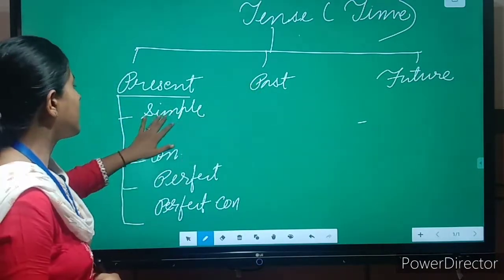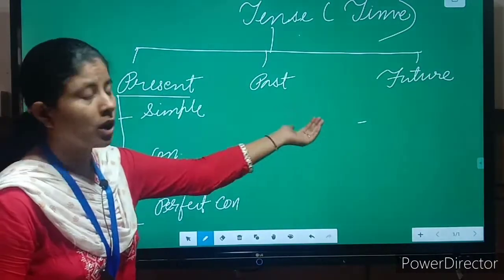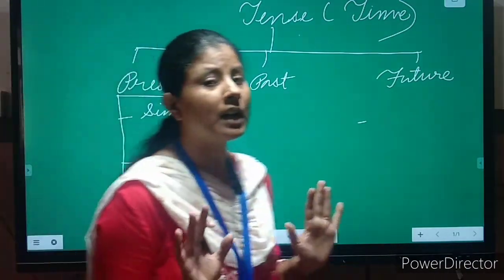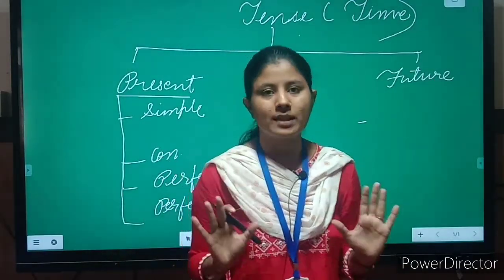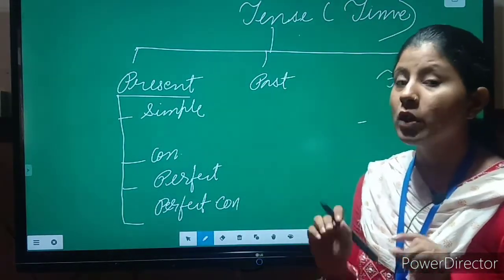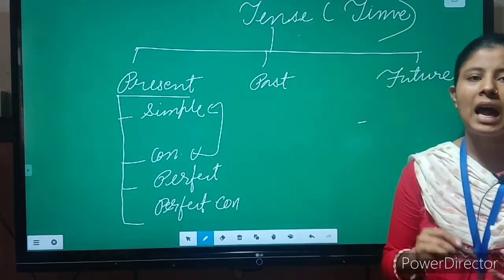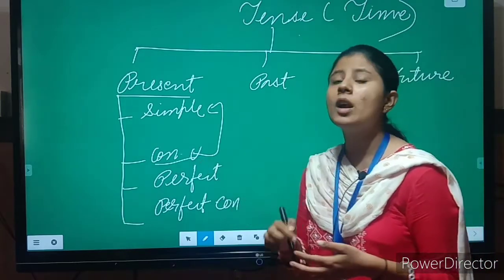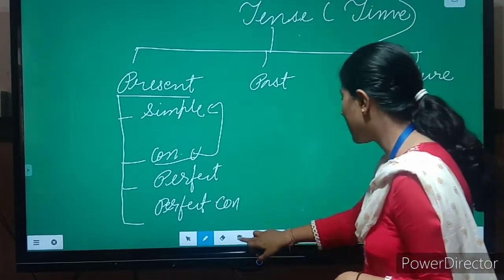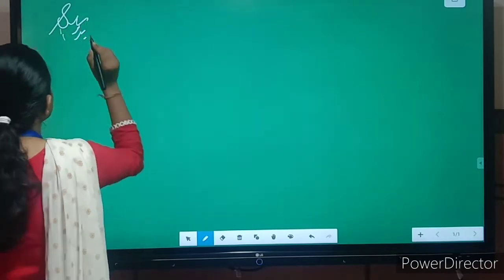Similarly, past simple, past continuous, past perfect and past perfect continuous. Similarly future simple, future continuous, future perfect and future perfect continuous. So there are basically 12 tenses. Clear? So we will read about each tense deeply one by one. In this class we are just going to read about these two tenses, that are simple and the continuous. Continuous is also called progressive. Clear? So are you all ready to read all these? So let's get started.